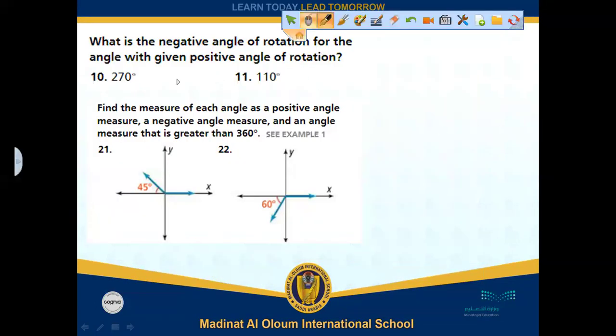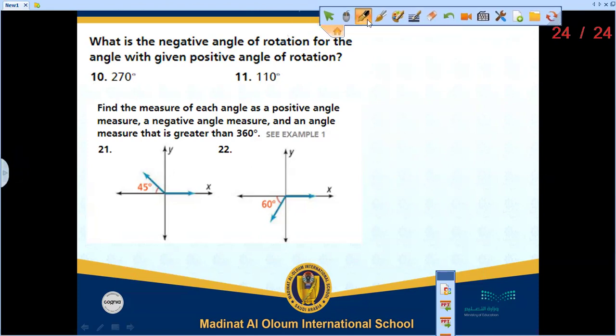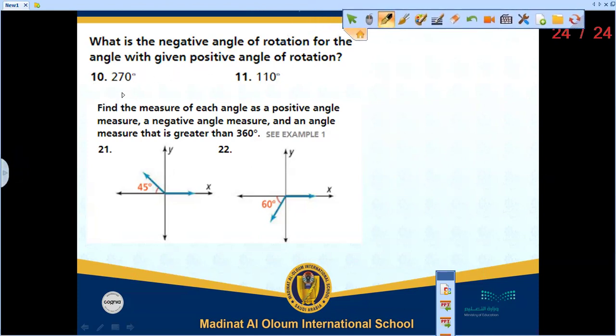Look at this one, guys. He said, what is the negative angle rotation for the angle given? This one is 270. I go 270 positive like this, and I stop here. What is the negative measure? You would make 270 minus 360, which makes negative 90. It means if I move here 270, I could move here negative 90.